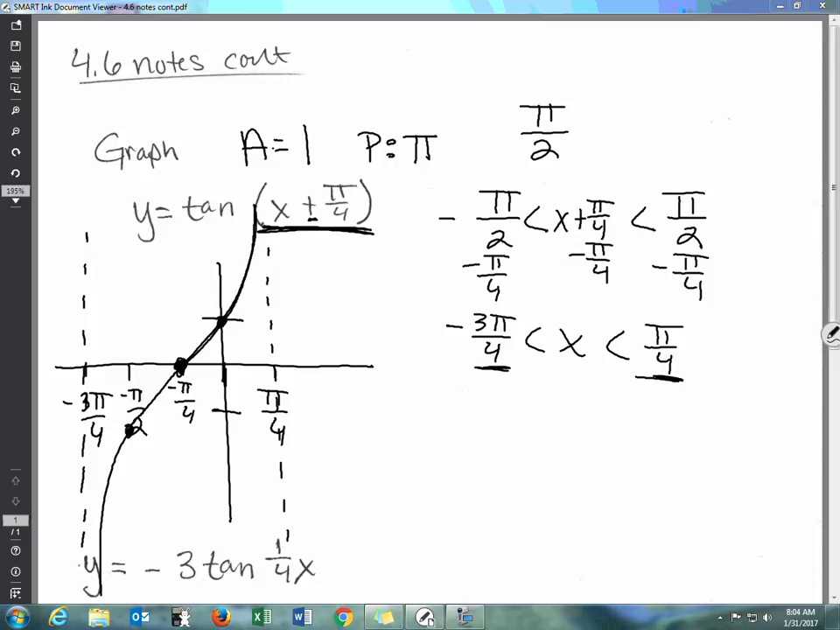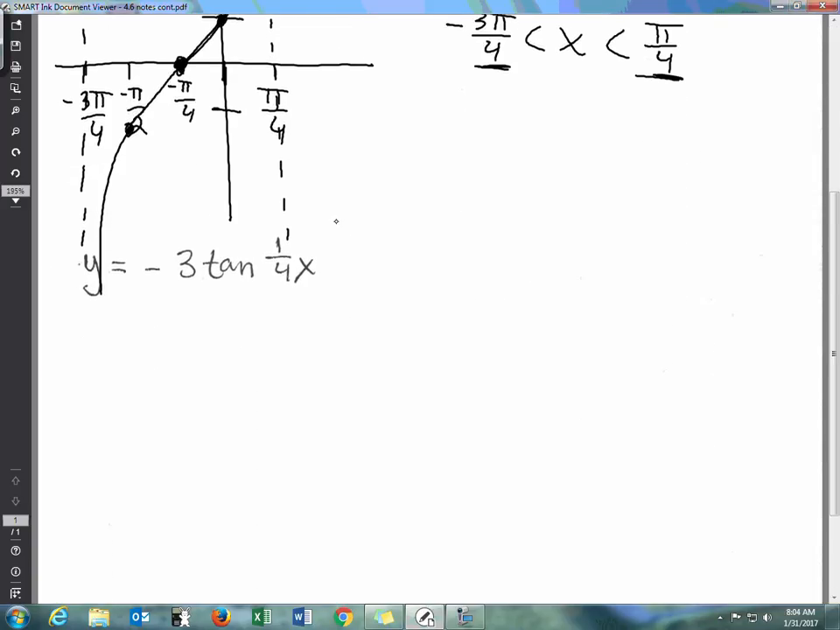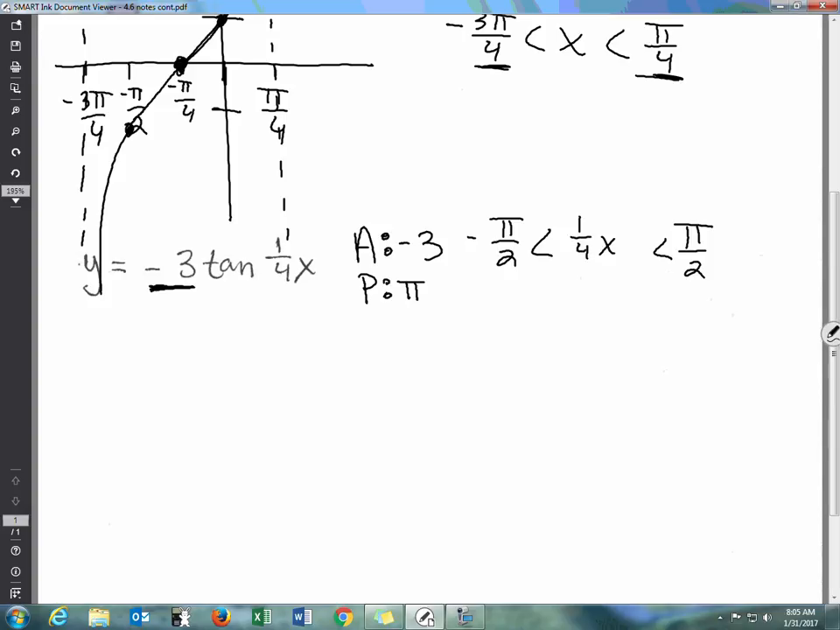Okay. Now, in my second example below, something has changed. What's changed is my amplitude is now negative. So our A is negative 3, and that's going to change our graph, and you'll see how it changes in a second. Our period is pi. I'm going to take pi and divide it by 2, which will give me my left and right values in the compound inequality. Then I put everything after the word tangent in parentheses. In this case, it's just a 1/4 x. So I put 1/4 x in the middle, and now I just solve for x.